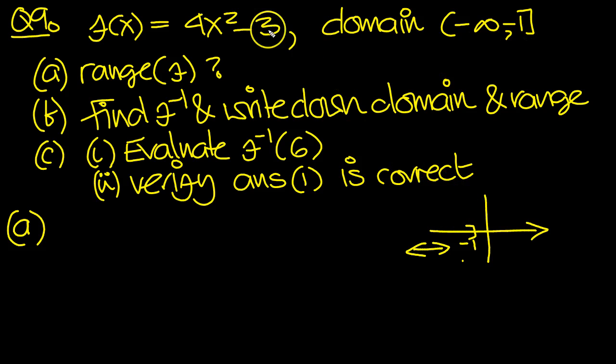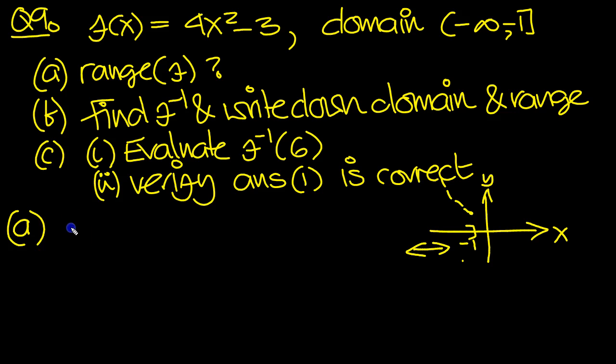The value at minus 1, put it in here, you get 1. 4 times 1 is 4, take 3 is 1. So this value is 1, and that's the lowest value because it comes down to here, doesn't it? So to speak, and it's a U-shaped curve. So there's our quadratic, characteristically speaking.